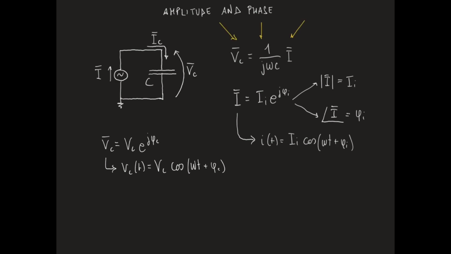According to the above equation, the modulus of the phasor Vc, which is simply Vc, is equal to the modulus of 1 over j omega c times the phasor I, which is equal, as we know, to the product of the modulus of 1 over j omega c times the modulus of the phasor I, which is 1 over omega c times I sub I.